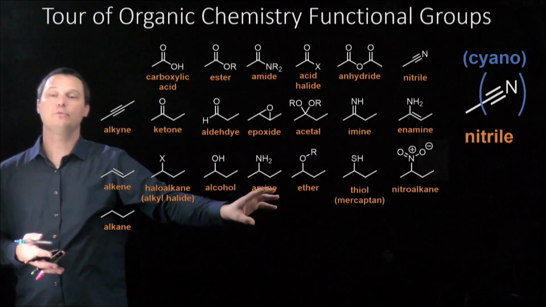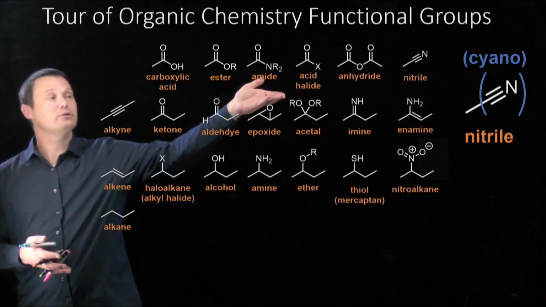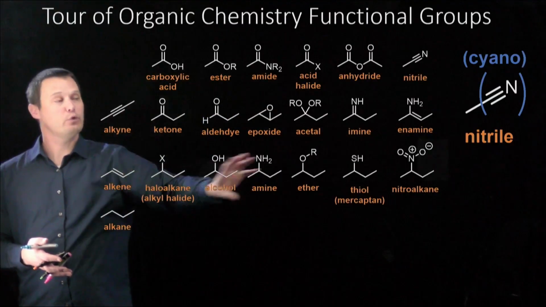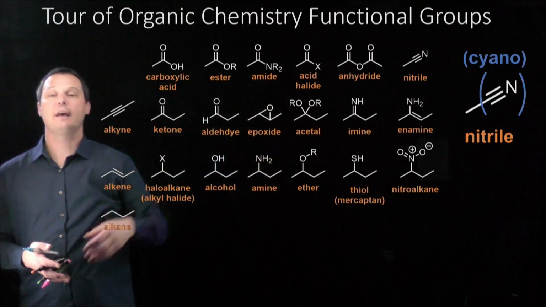The name of the functional group is nitrile. The name of the fragment within the functional group is a cyano fragment. The name of the room in the house is the nitrile, and the appliance in that room is the cyano group.